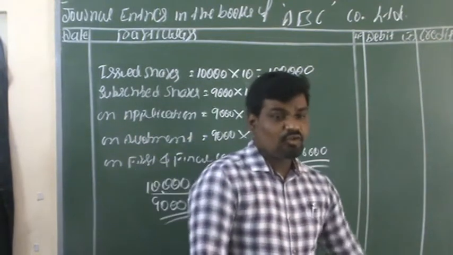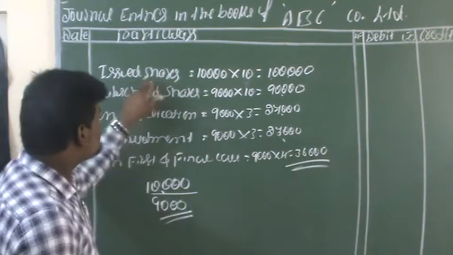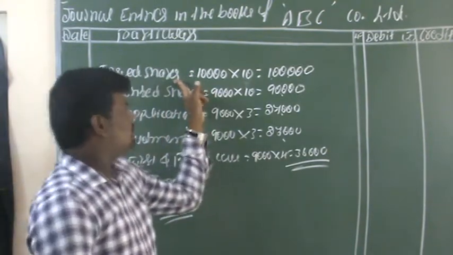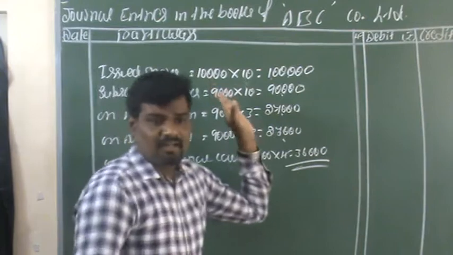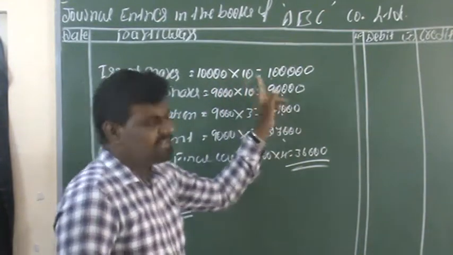Before going to the journal entries, first come to the calculation. The first item is issued shares. The company has issued 10,000 shares, and the value of each share is 10 rupees.